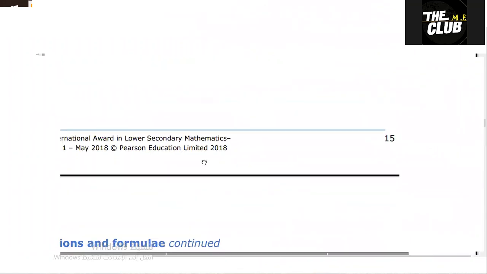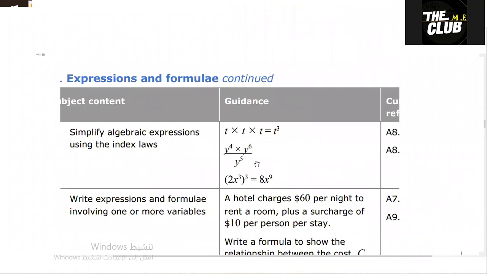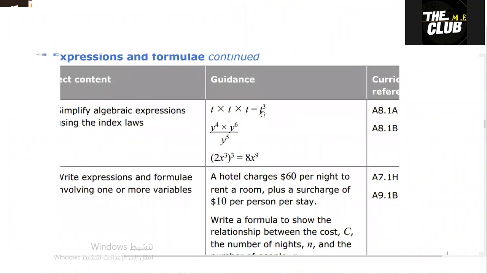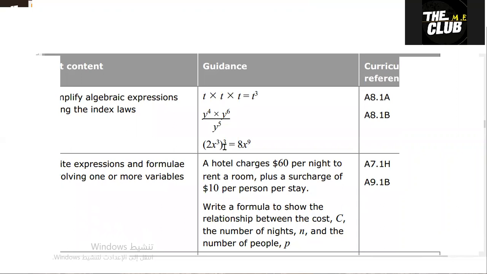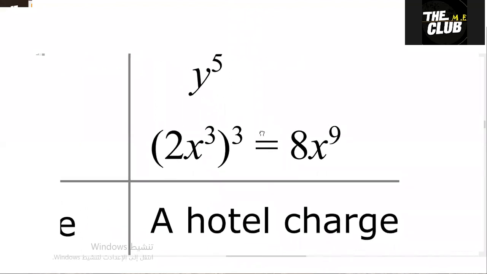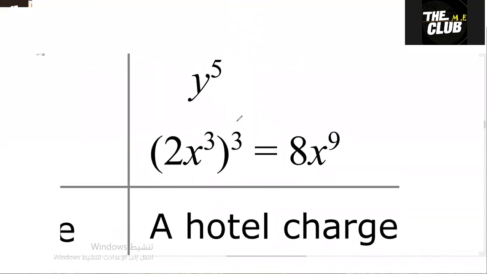We've gone up to 15. Simplifying algebraic expressions. When you multiply, you add the powers, as we discussed. When you divide, you add the powers and then subtract, like 4 plus 6 is 10, 10 minus 5 is 5, so y to the power of 5. The power here is 3. This power is on all the terms, which means I'm going to multiply it here and here.